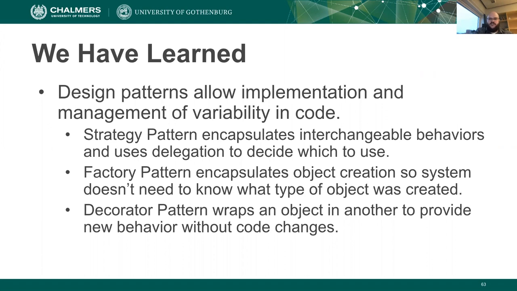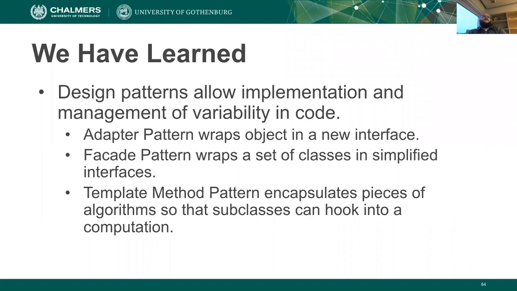And what we really just need to know is we can pass in a request and get the right object back and work with those objects in a transparent manner. The decorator pattern wraps an object in another object to provide new behaviors without code changes. The adapter pattern is going to wrap an object in a new interface, while the facade pattern wraps a set of classes in a simplified interface.